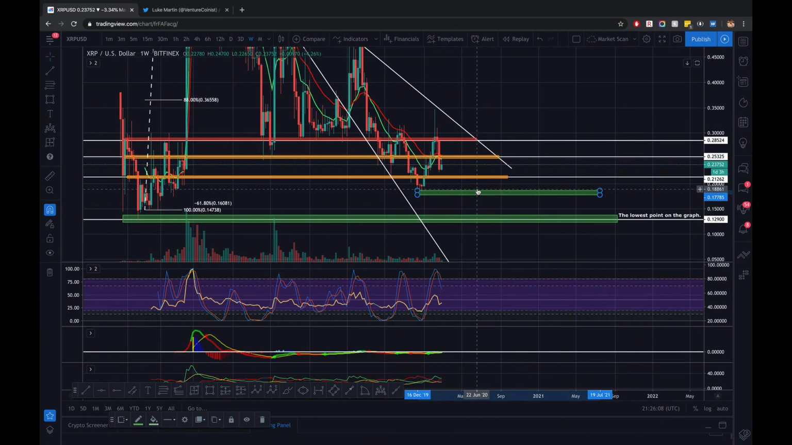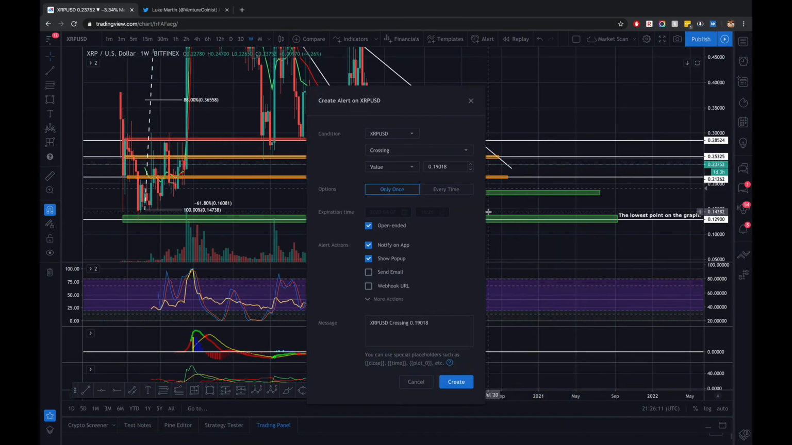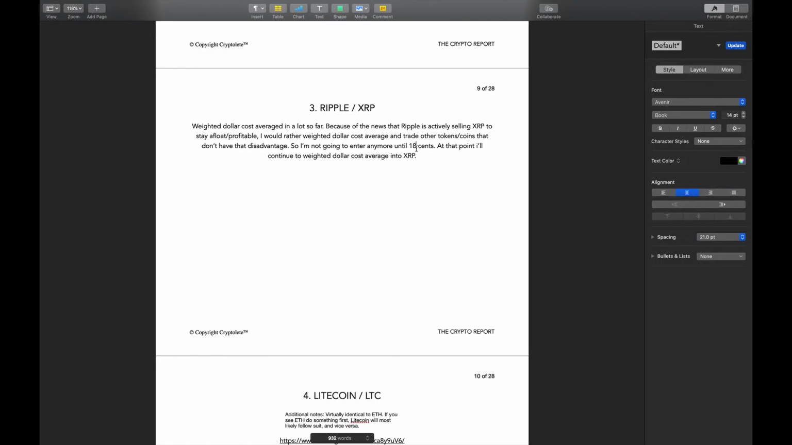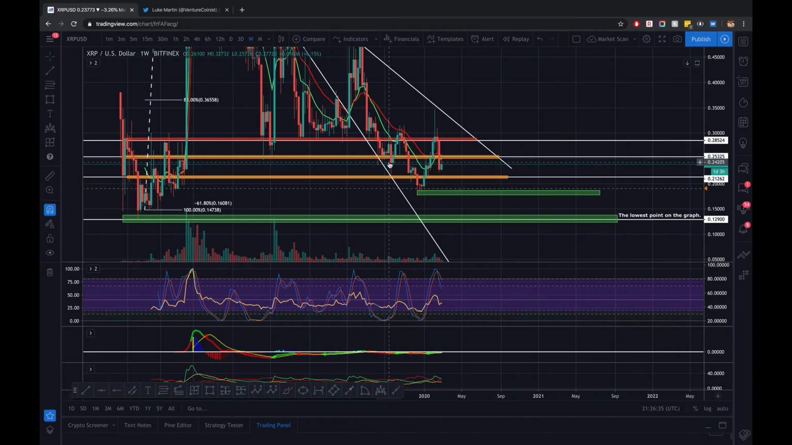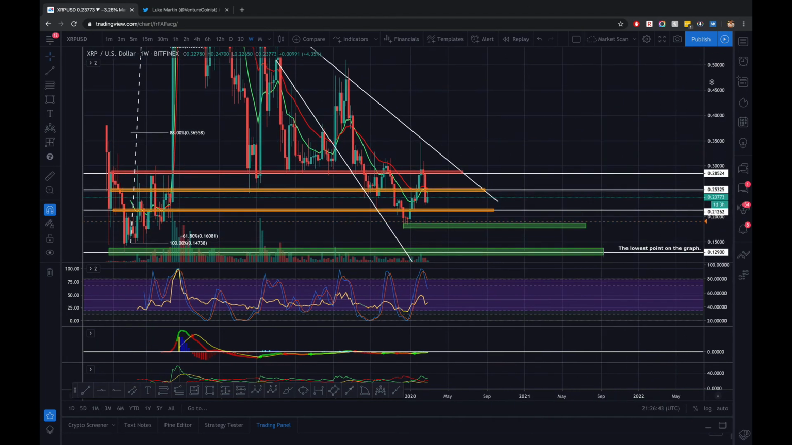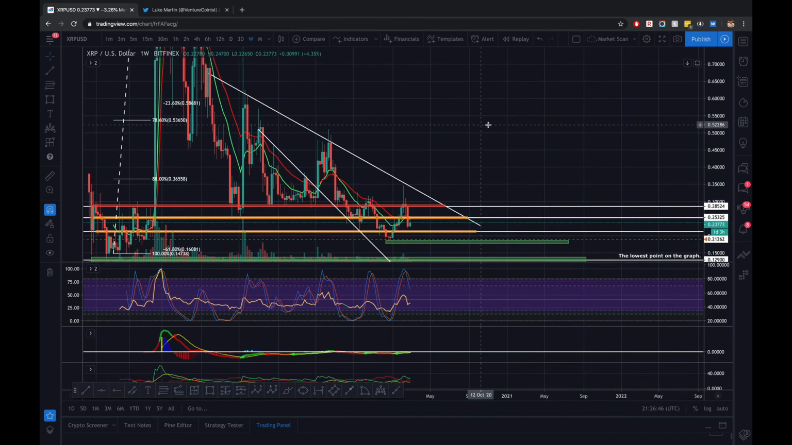So yeah, right there. Let me just put this at alert, and I'll actually make it 19 cents. Weighted dollar cost average into XRP. Obviously Telegroup, so I will do that. And what I'm gonna do is 19 cents. Sorry. All right, that's XRP. I'm gonna stop the recording and go on to the next ones, go through the different coins, and then come back and tell you guys the summary.